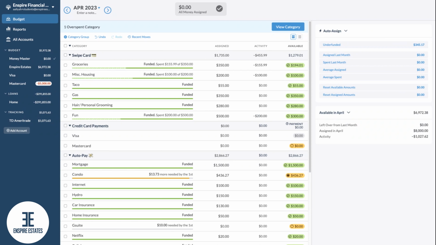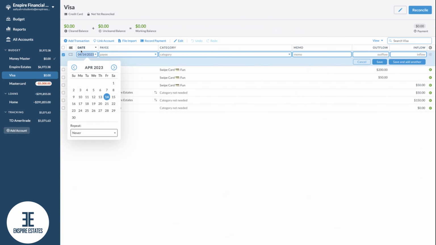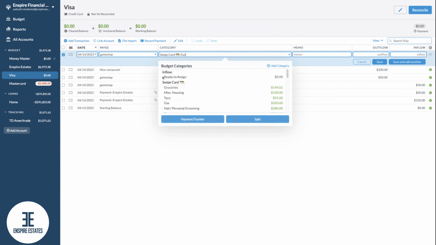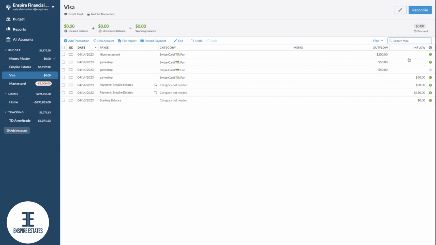So let's say I bought a video game using my credit card for 50 bucks. Let's go back to Visa. Same thing. Payee would be GameStop, in the fun category, outflow. It's 50. Save, clear.